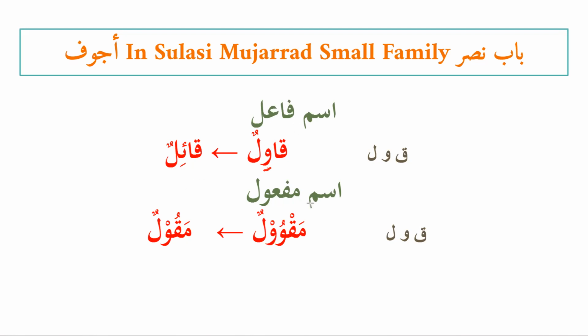And you know, for ism maf'ul, we have the pattern maf'ulun, the same in family 1, Sulasi Mujarrad. If we follow the same pattern with this root letter qaf, waw, and lam, it would be maqwulun, right? But this is heavy, it is not smooth. So instead of maqwulun, it becomes maqulun. This vowel is dropped.